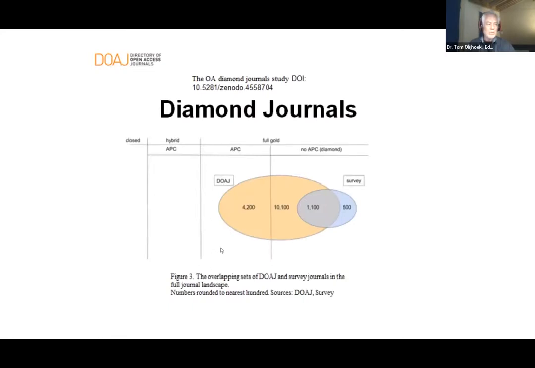Yeah, one important thing is that there are so many journals not having any fees, no APCs. This is like the Diamond journals. And there are quite a few in the DOAJ, APC, non-APC. And there are quite a few from a survey and journals that are not in our database. I will not go into this study very much, but you can find it in this link. It's an interesting study to see where we are in terms of Diamond open access.